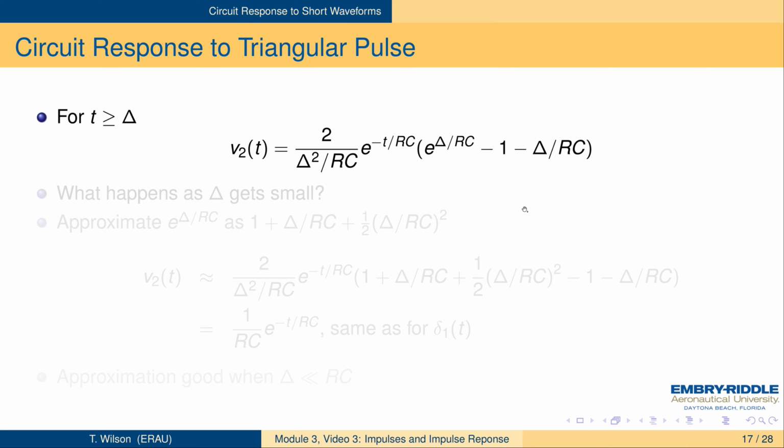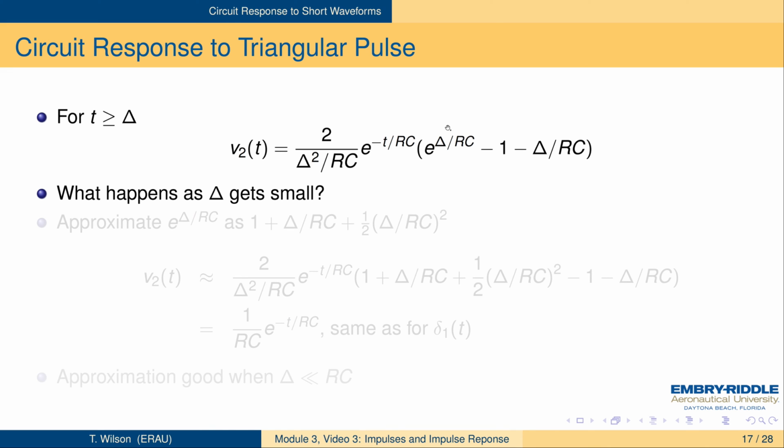What happens at t equals 0? What happens, and particularly what happens when delta is small and you look for t greater than delta? So when you look for t greater than delta, all those terms cancel out, and you end up with 2 over delta squared over RC, e to the minus t over RC, and then this e to the minus delta over RC, minus 1 minus delta over RC.